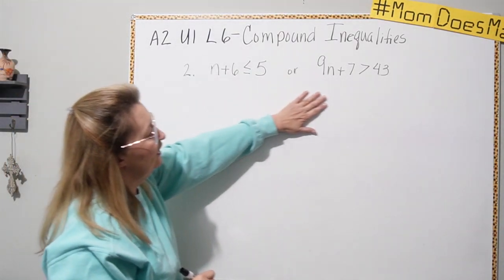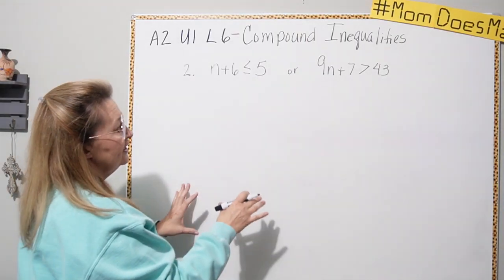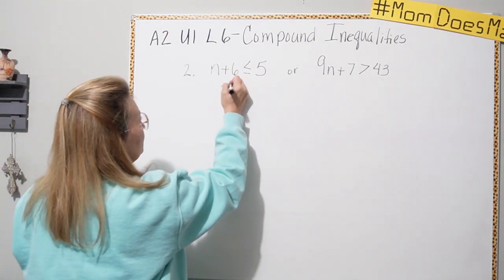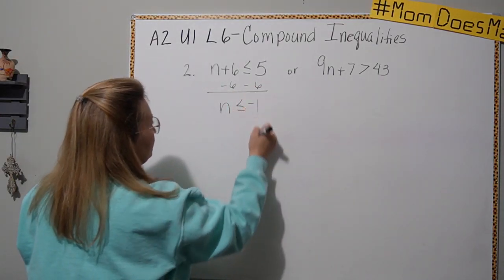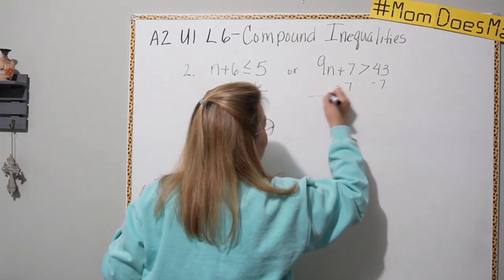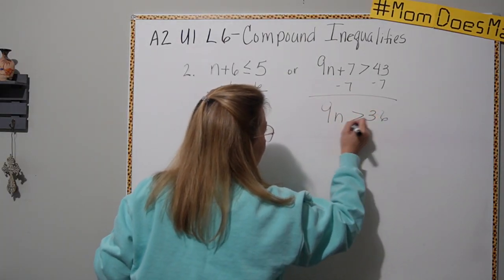Okay, on number 2, we have these two inequalities. We're just going to solve each one, graph each answer, and then put it in interval notation. So for the first one, we'll subtract 6 from each side. n is less than or equal to -1. Over here, I'm going to subtract 7 from each side. So 9n is greater than 36.